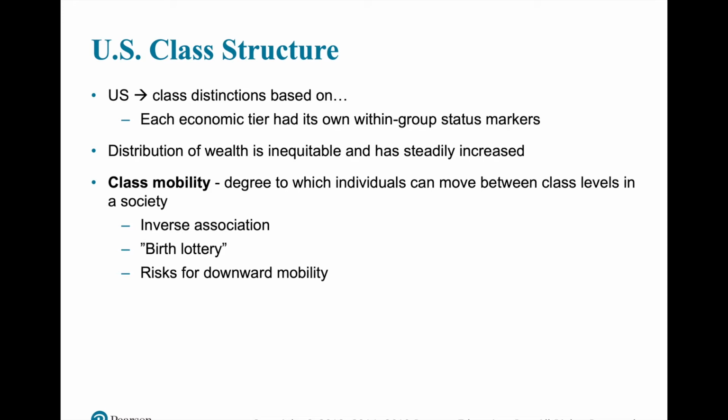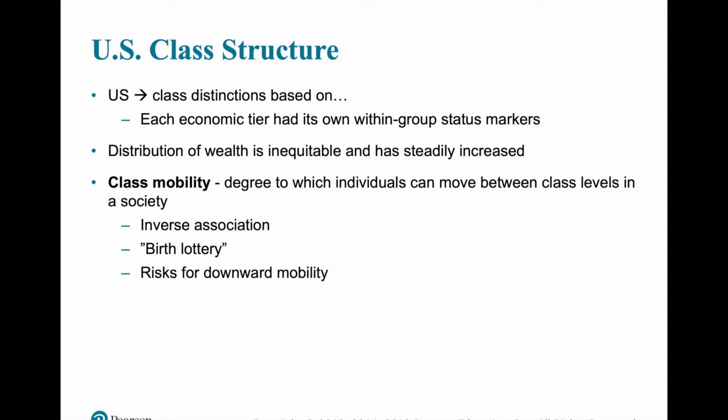Okay, so in the United States, class distinctions are primarily based on financial status, income source, educational attainment, and occupation. So we could think that each economic tier has its own within group status markers. So like the wealthy, inherited versus earned wealth. With middle class, we have status equated with residence in higher performing public school districts. And within the lower SES, we have status being associated with mode of transportation or reliance on public assistance. So those who have their own car versus those who have to take the bus. We'll see with those within group status markers as well.